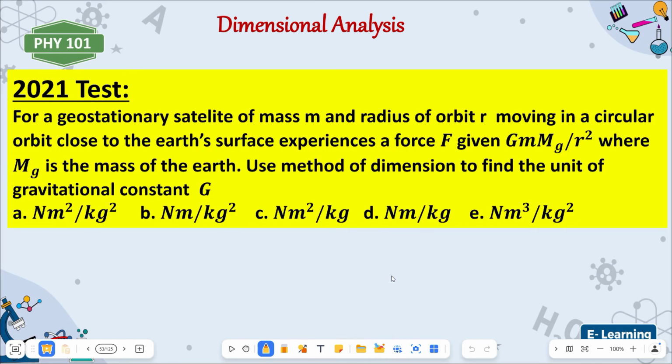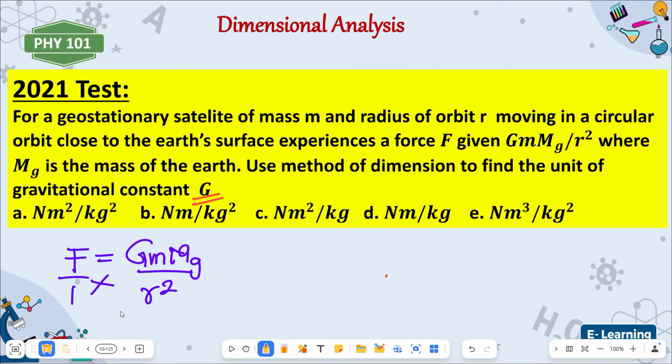So we have this 2021 test. It's a very simple question. Say for a geostationary satellite of mass m and radius of orbit r orbiting a circular orbit close to the Earth's surface experiences a force given by F = G m Mg all over r squared, where Mg is the mass of the Earth. Use method of dimension to find the unit of G. Now, if you want to find the unit of G, it's just like given F is G m Mg all over what? R squared.